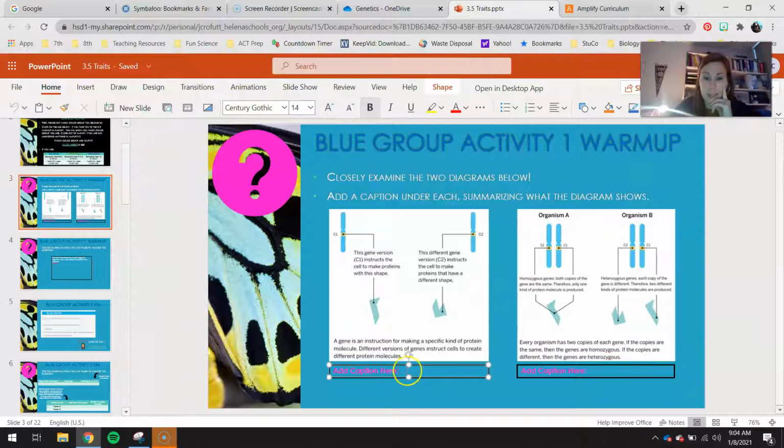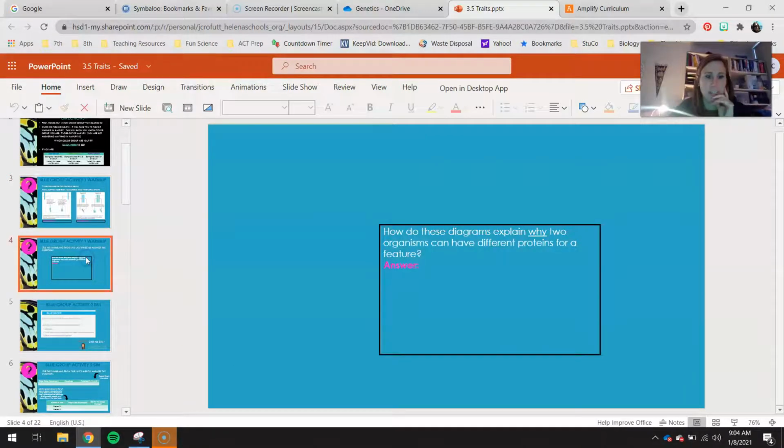So I want you guys to write a sentence or two in each of those caption boxes explaining each of those diagrams. Okay, your guys' key color for today is pink. So you're looking for the pink question mark and the pink font for anywhere you guys need to answer questions or participate in some activity.